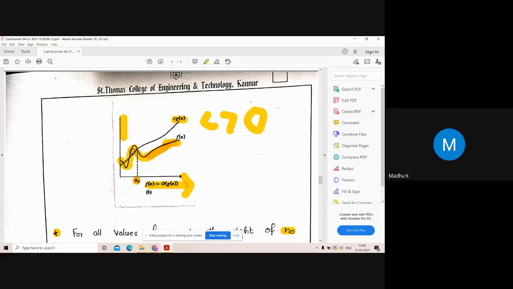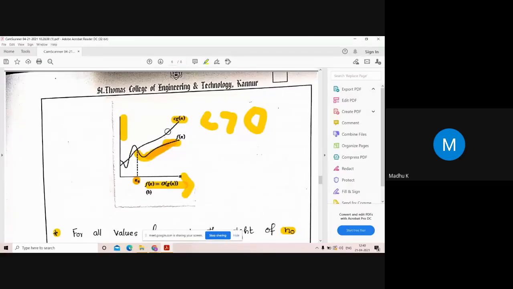Okay, now f of n must stay on or below c into g of n after a particular value. After a particular value means after a particular problem size. N is the problem size. After a particular value.